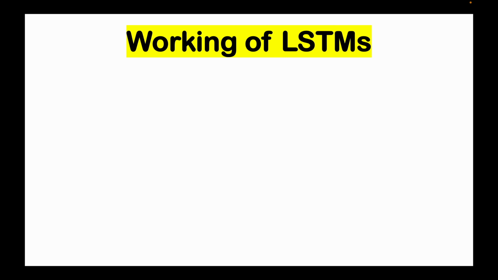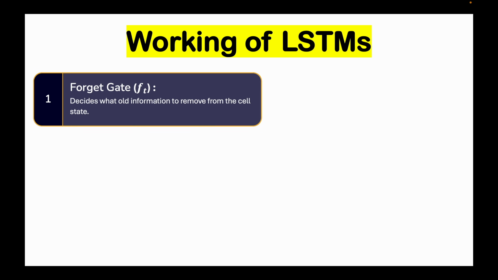Let's discuss the step-by-step mathematical working of LSTM. Step 1. The forget gate. The forget gate decides what information should be removed from the memory. The equation is like this.